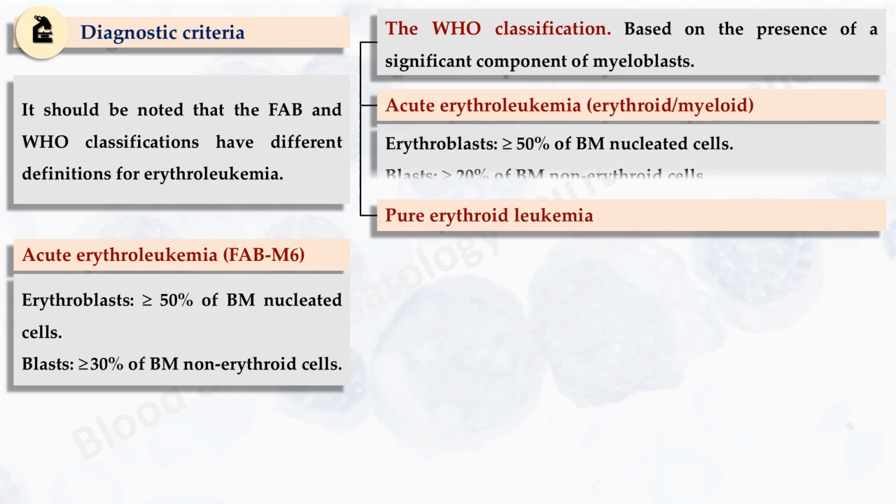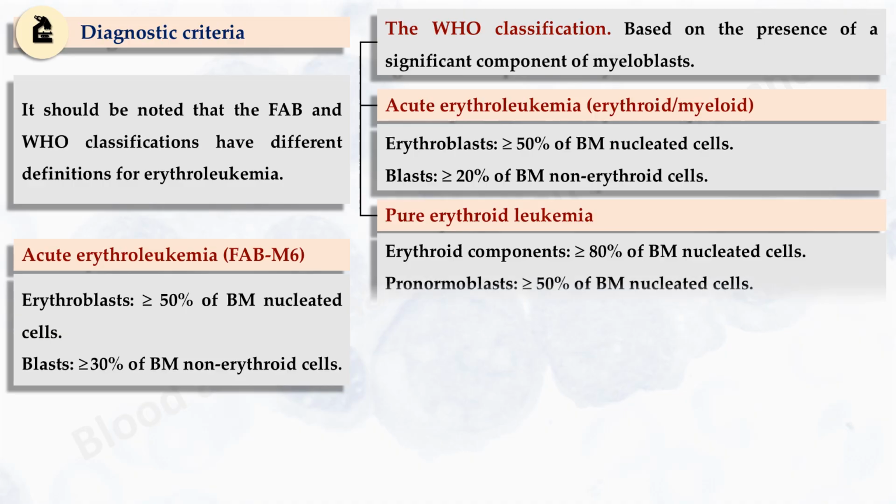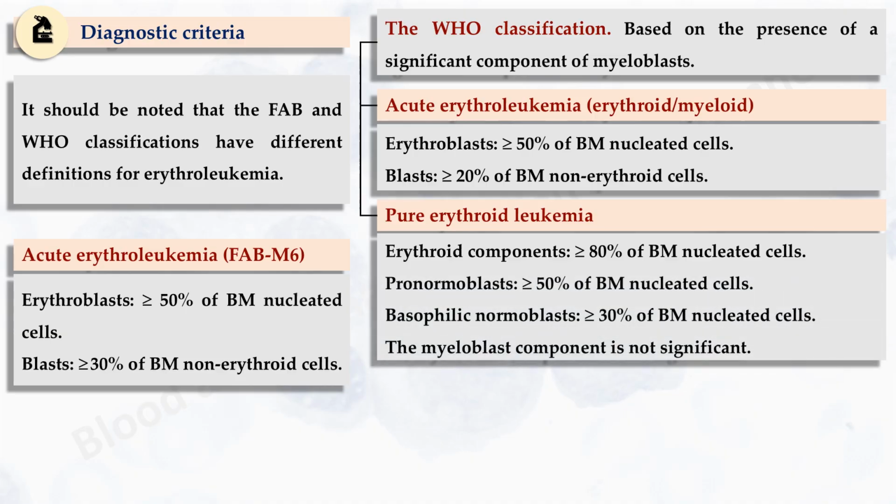In acute erythroleukemia, erythroblasts comprise 50% or more of bone marrow nucleated cells, and blasts comprise 20% or higher of bone marrow non-erythroid cells. In pure erythroid leukemia, erythroid components, prenormoblasts and basophilic normoblasts comprise 80% or more, 50% or more, and 30% or more of bone marrow nucleated cells respectively. In addition, the myeloblast component is not significant.